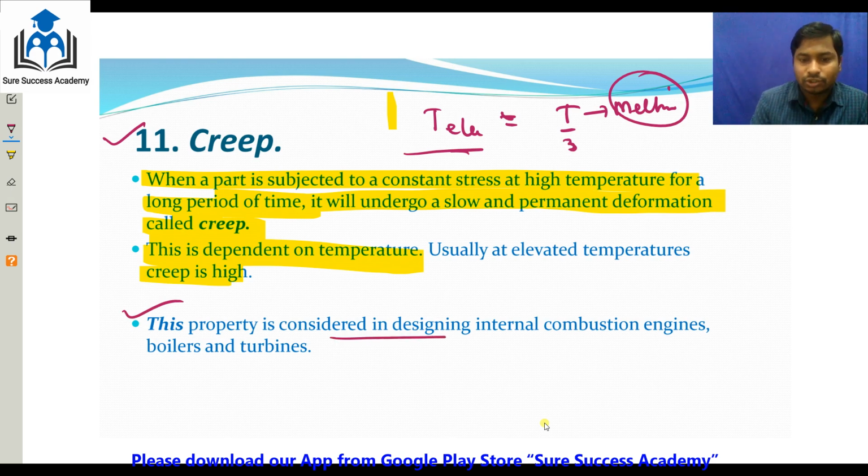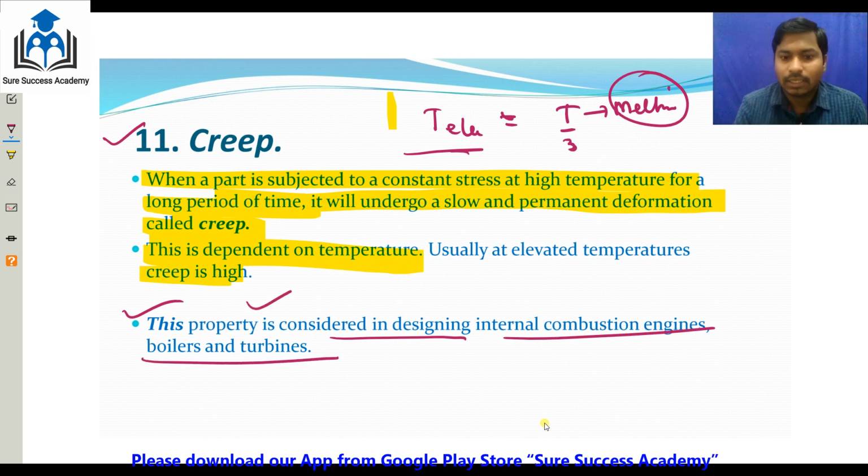The property is considered in designing of internal combustion engines, boilers and turbines. It is considered in designing the internal combustion engine since the engine is exposed to high temperature over a period of time, and stress is also applied. In that condition, creep is important when you are designing internal combustion engines or boilers. Boilers are also subjected to temperatures and stresses, and turbines as well, so the material should be good with creep.